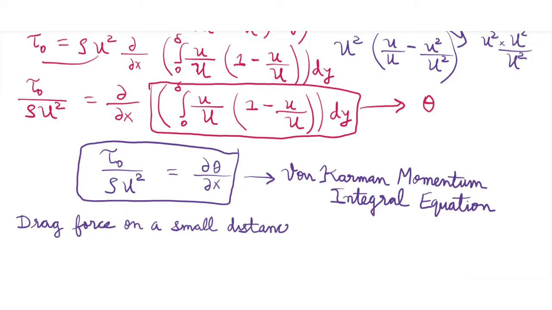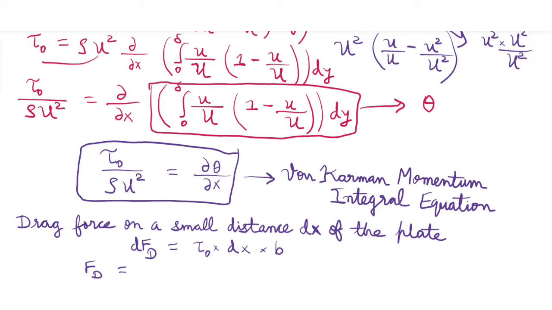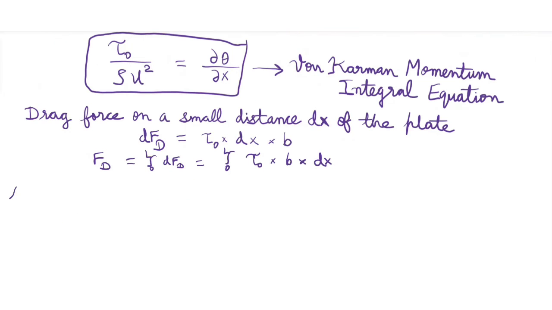Now suppose I want to find the drag force on a small distance dx and my width is not unity, then the equation for drag force will be tau naught into dx into b. And if I want to find the total drag on the plate whose length is L, then the total drag force will be Fd is equal to integration 0 to L tau naught b dx.